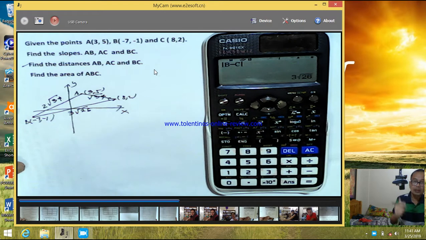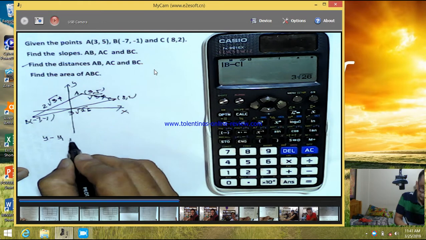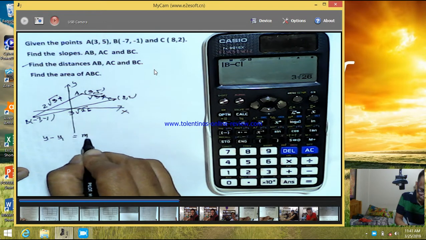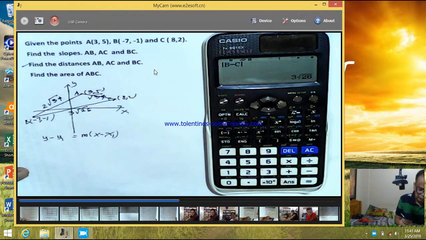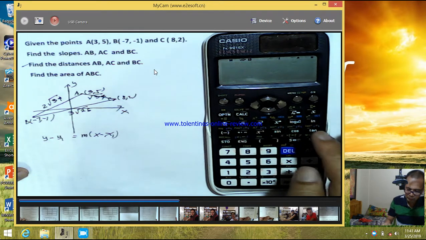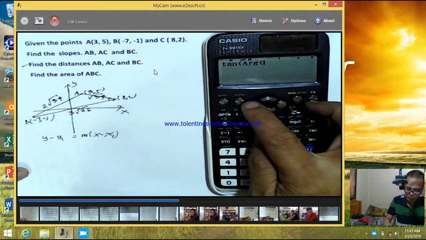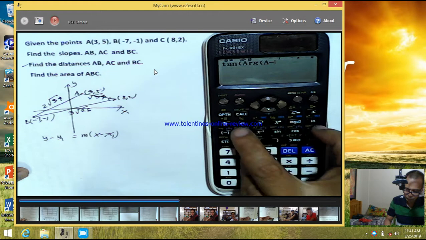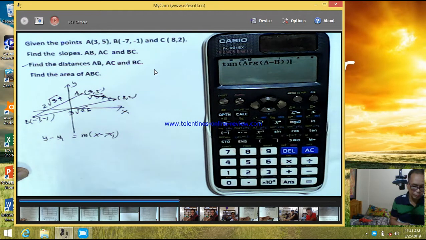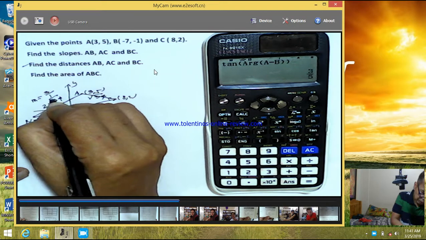To get the slopes, remember that the equation is y minus y sub 1 is equal to m times x minus x sub 1, representing the point-slope form. So let's get the slope first. The formula for the slope: go to tangent of option, look for the argument of A minus B. This will represent the slope of AB. So the slope here is 3 over 5.